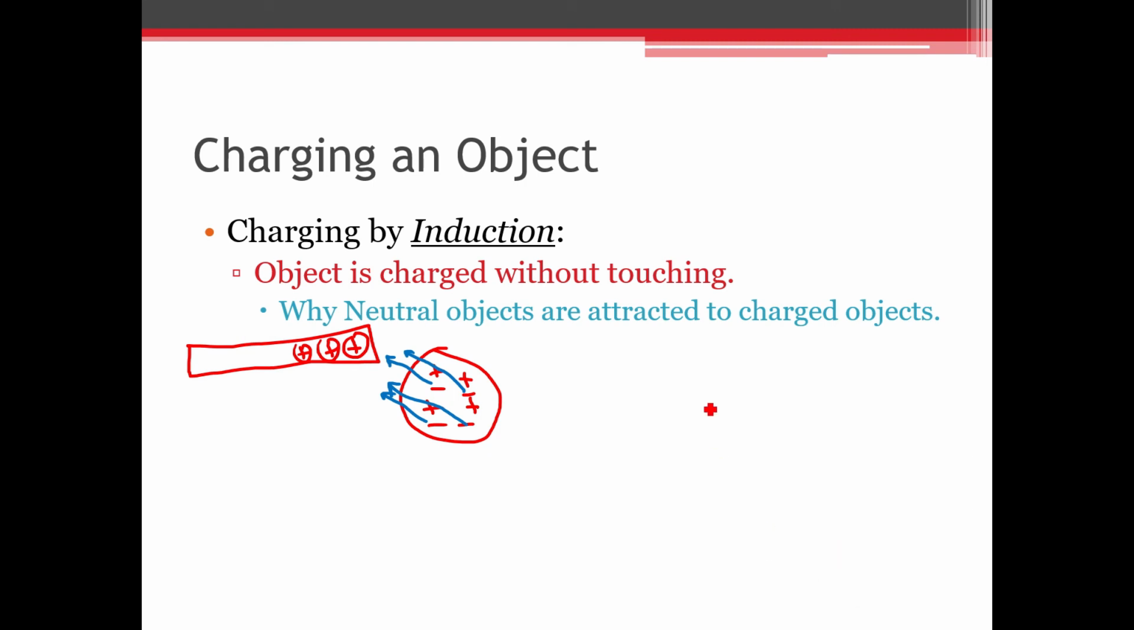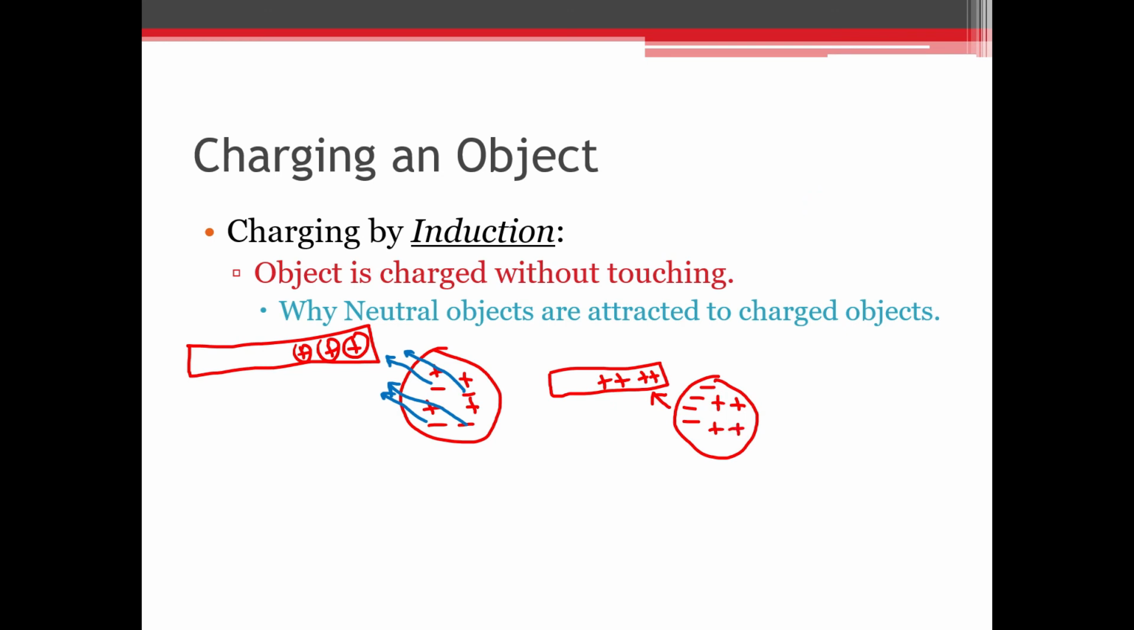Unless they actually touch, the negative charges will stay on the sphere, but they will all congregate near the positively charged rod. So the negative charges will appear here, but the positive charges will still be over here. This way, the ball is temporarily negative on this side, and because of the attraction between oppositely charged objects, the ball will actually move towards it. And if they touch, the electrons can then transfer from this side over to here. Okay, that's one way to charge.